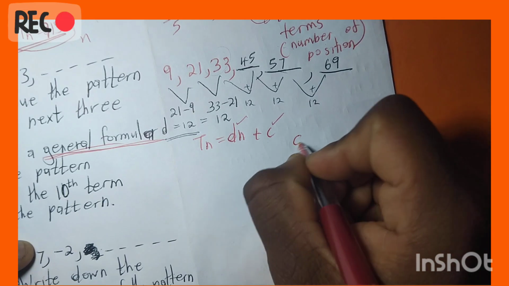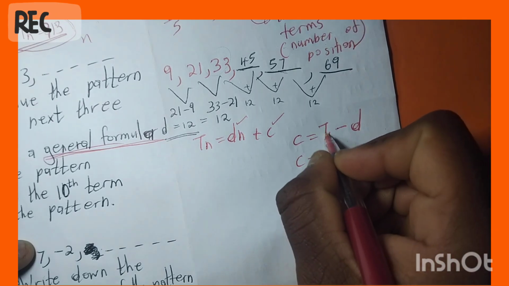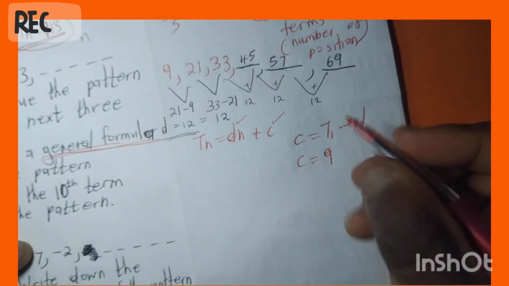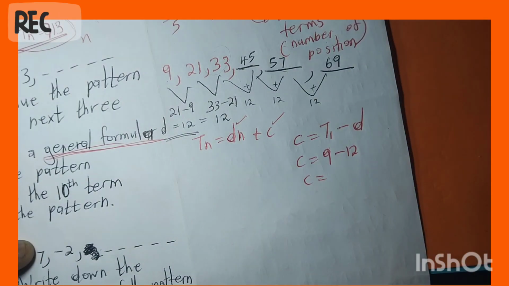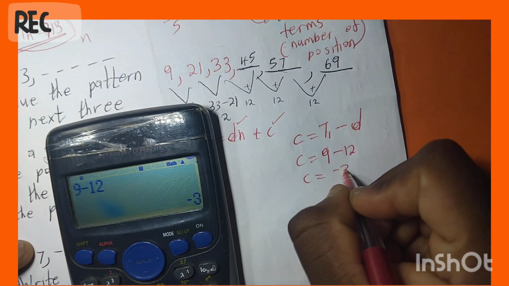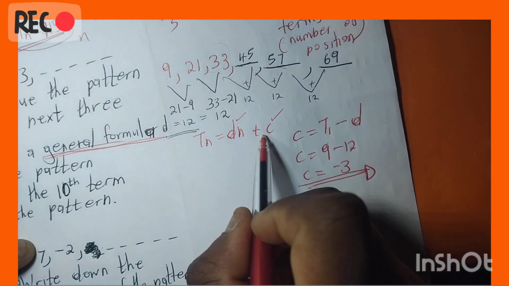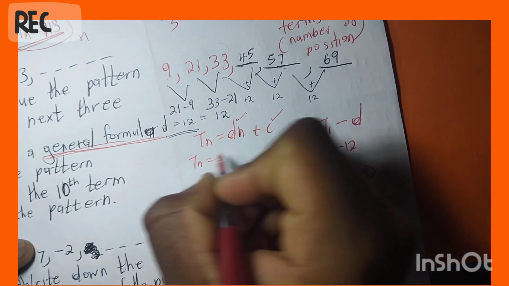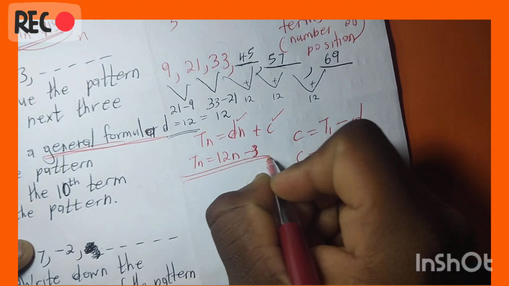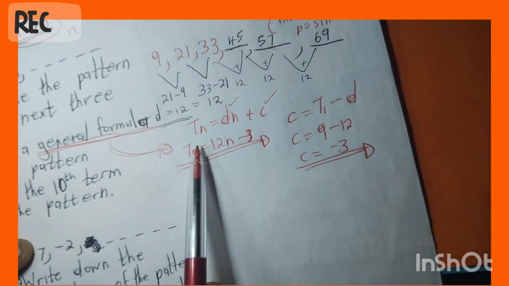For you to get c, c is equal to term 1 minus the difference. Your term 1 is 9. That is your term 1, minus d, which is 12. So 9 minus 12, you will get negative 3. Then you can take that negative 3 and substitute it into the equation. Your equation will become 12n minus 3. That is what you call a general formula.